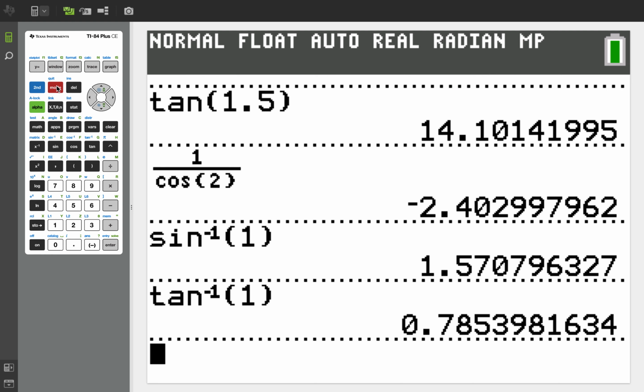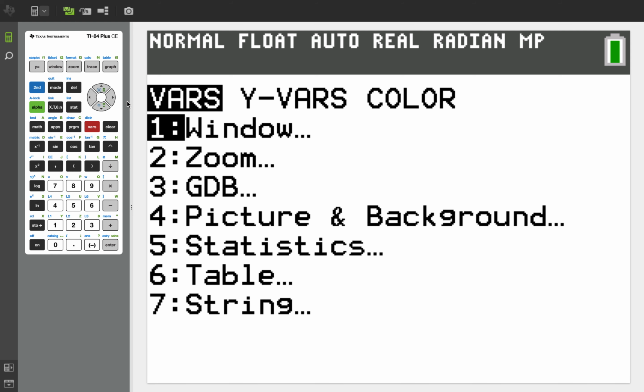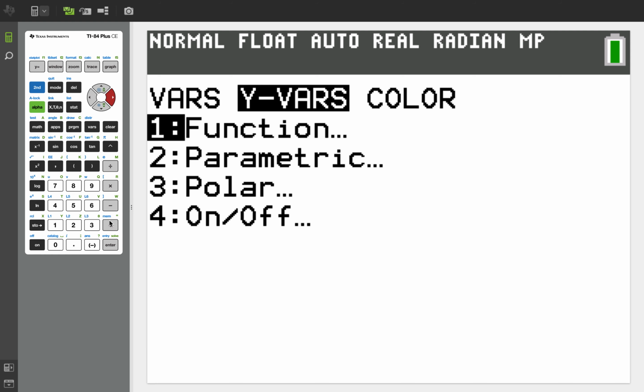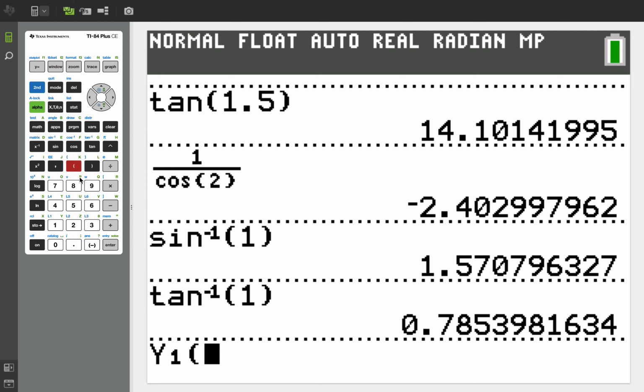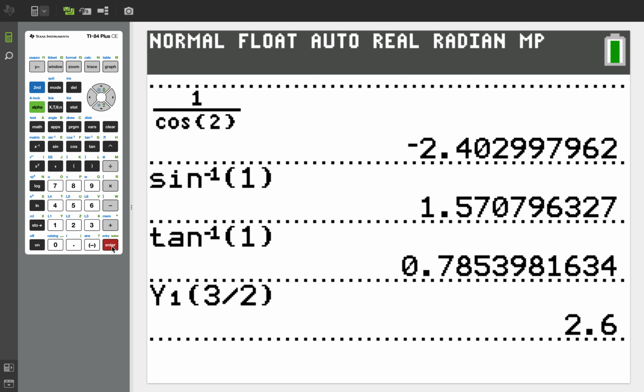Another way, this is probably the method I would use, is I'd go back to the calculator screen, go to vars, yvars, function, and that function is in y1, and I'm going to do parentheses 3/2. Okay, and there is my function evaluated at 3/2.